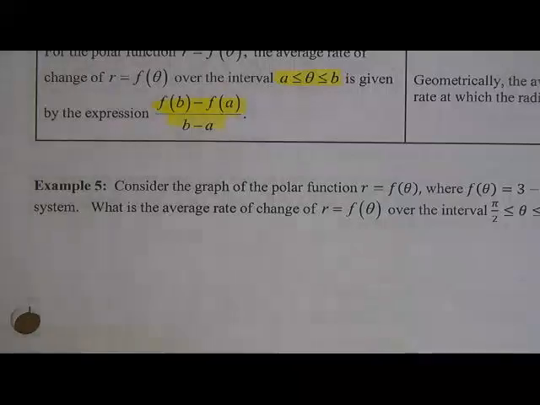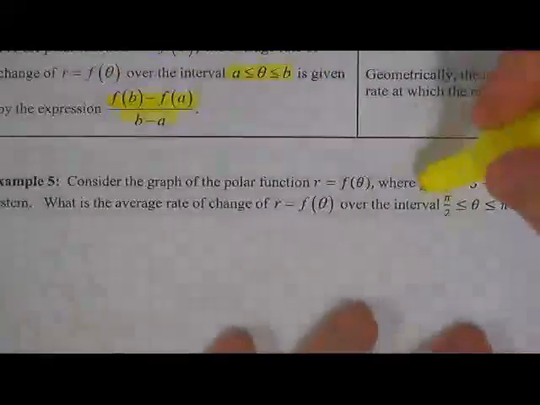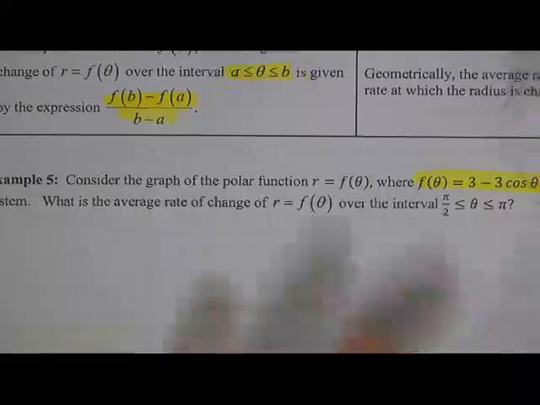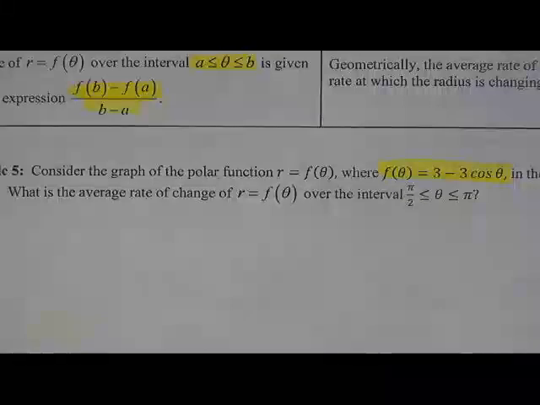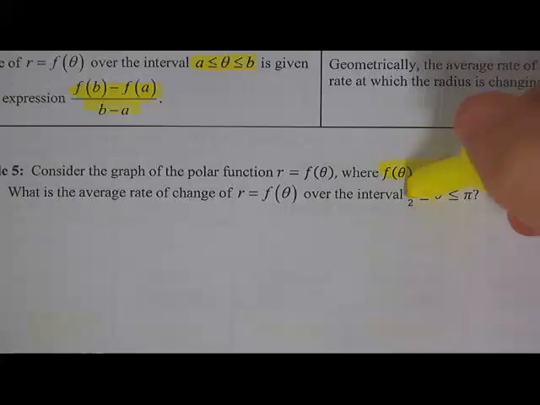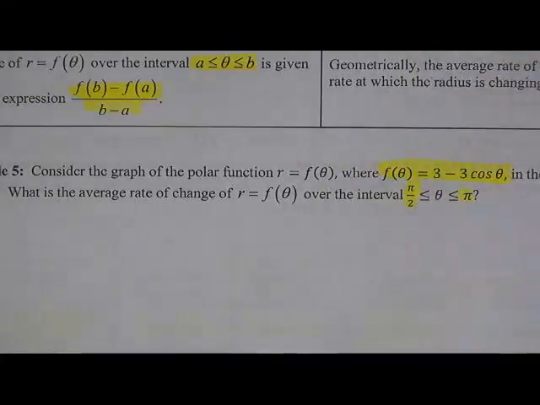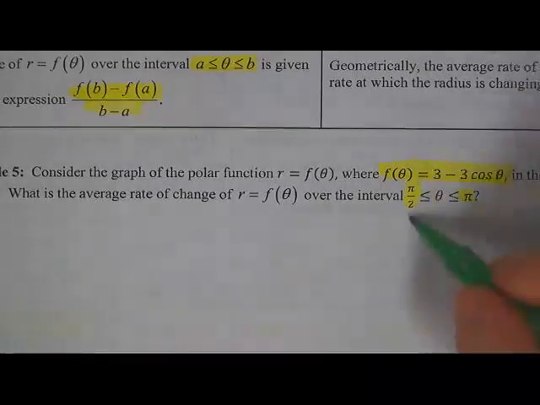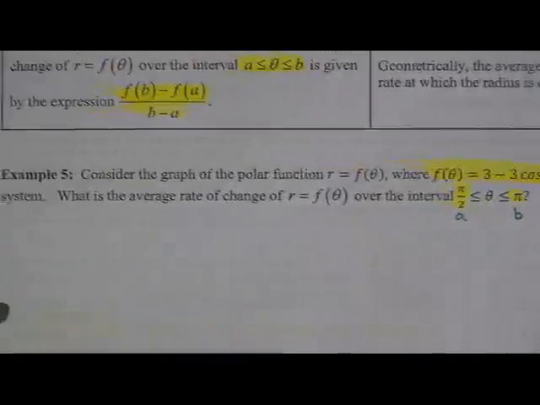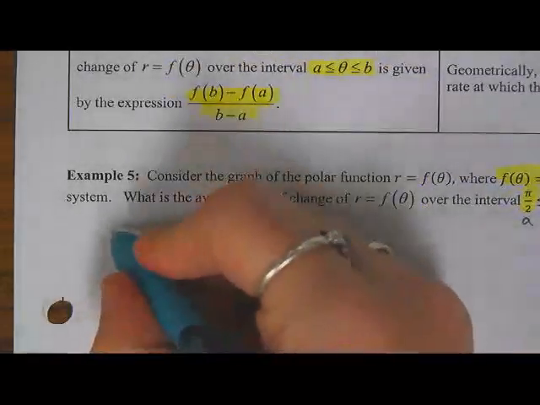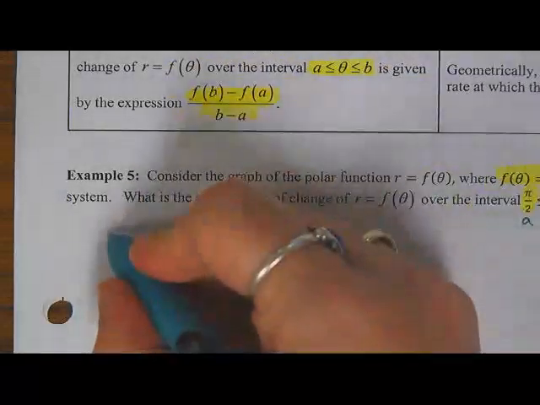Consider the graph of this polar function right here. That's what we're going to be plugging into. What's the average rate of change on the interval from pi over 2 to pi? Those are the things we'll be plugging in. This is like your A and your B. So we're going to plug in pi. And here's how we're going to do this. Over here, because we're going to work horizontally across the page.